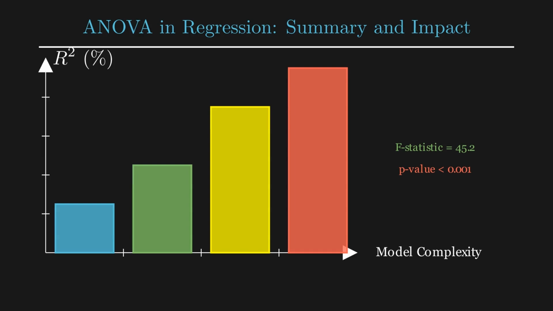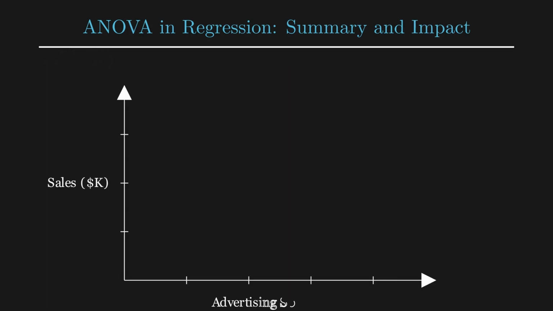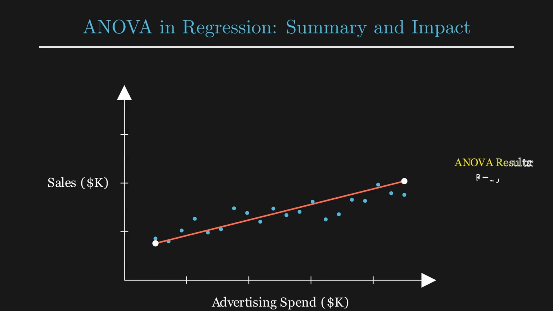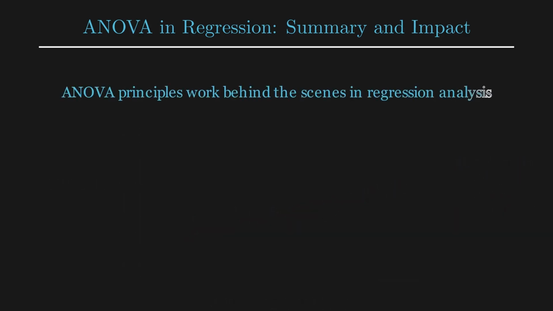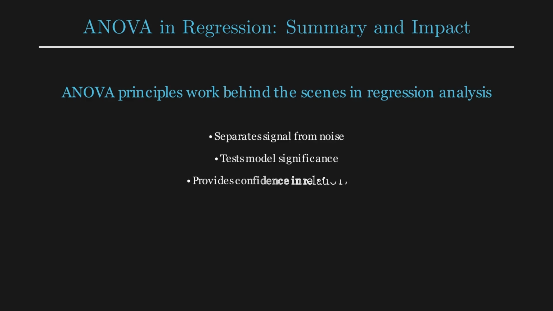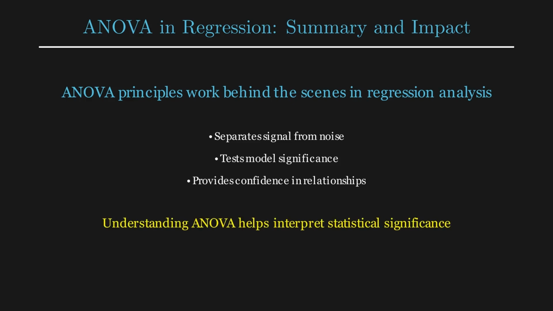it's a good fit. For instance, a marketing analyst can use this to determine if the money spent on advertising has a significant impact on sales. A high F-statistic and a low p-value would give them the confidence to say that the relationship is real and not just due to random chance. So the next time you hear about a statistically significant finding from a regression analysis, you'll know that the principles of ANOVA are working behind the scenes, helping us to separate the signal from the noise.